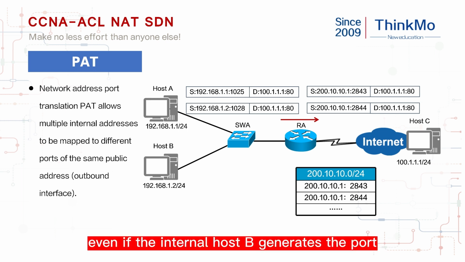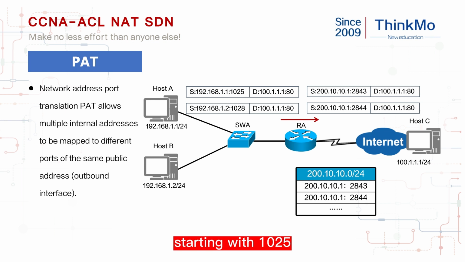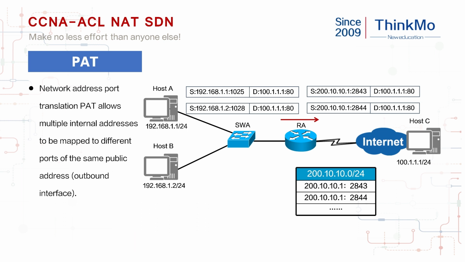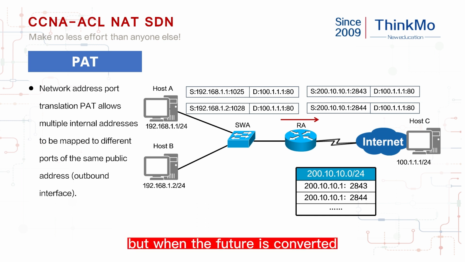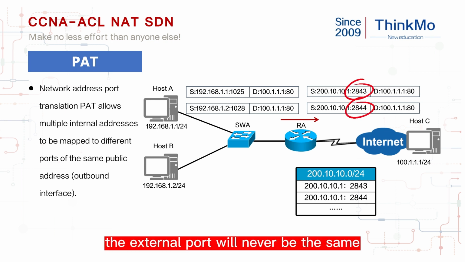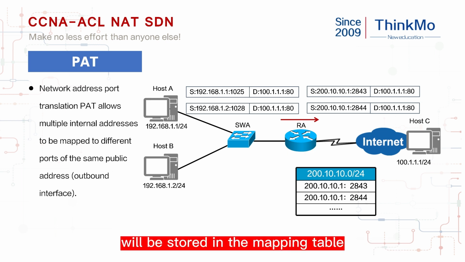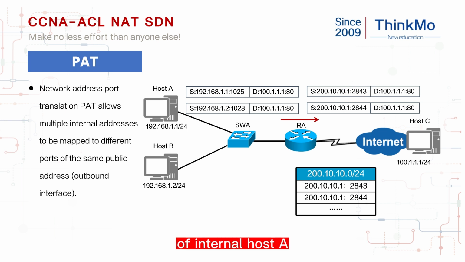Even if the internal host B generates the port starting with 1025, no problem. Because the ports that may be generated by the two hosts are the same. But when it is converted, the external port will never be the same, because there will be some port records on the device, stored in the mapping table. Now this port has been used for port 1025 of internal host A.